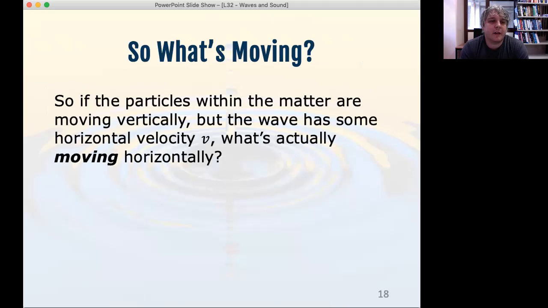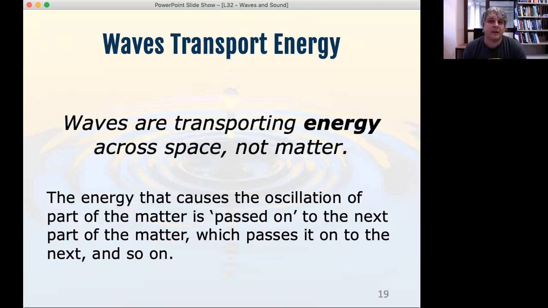So what is actually moving then? If the particles are moving vertically, but the wave is traveling horizontally, there must be something moving. For us to call it a wave, for us to observe this wave motion, this phenomenon, what is actually moving? If the particles in the rope are just going up and down, what is it that's going sideways? It is energy. Waves are transporting energy across space, not matter. The oscillation of one part of matter causes the oscillation of the next. It passes on the energy.